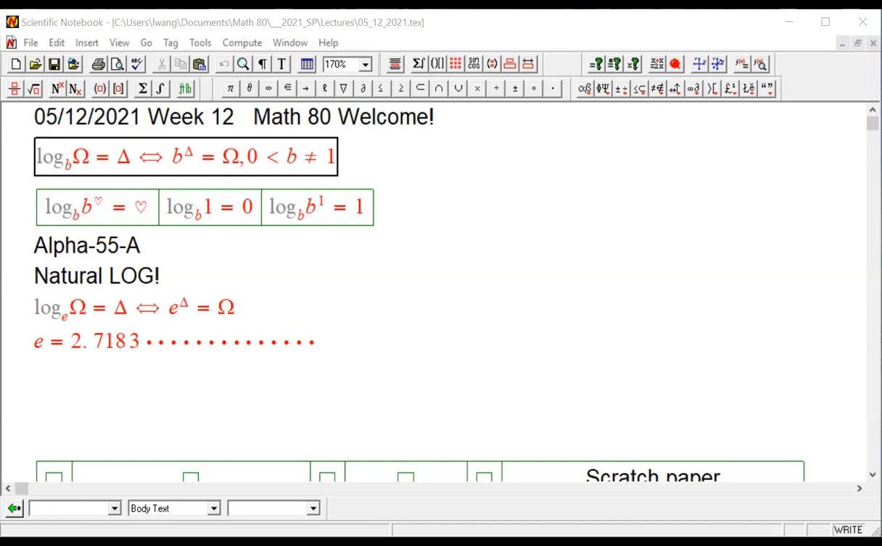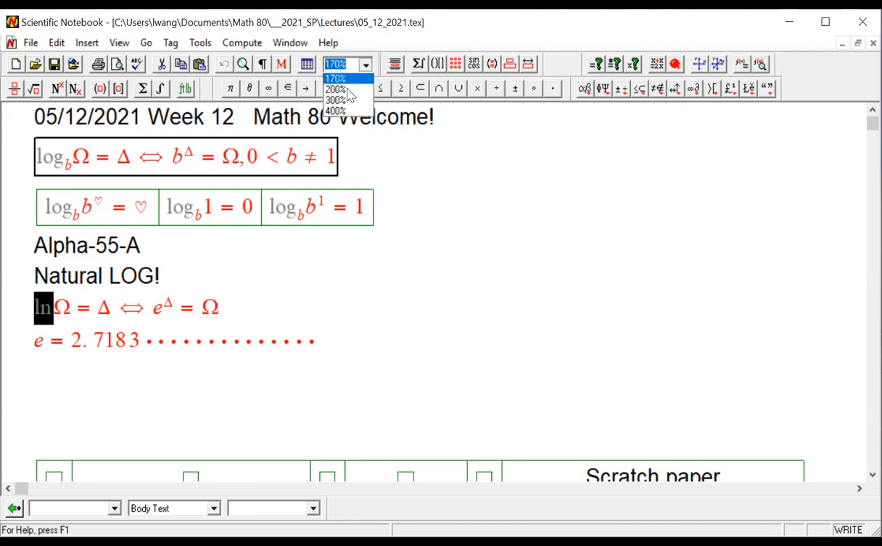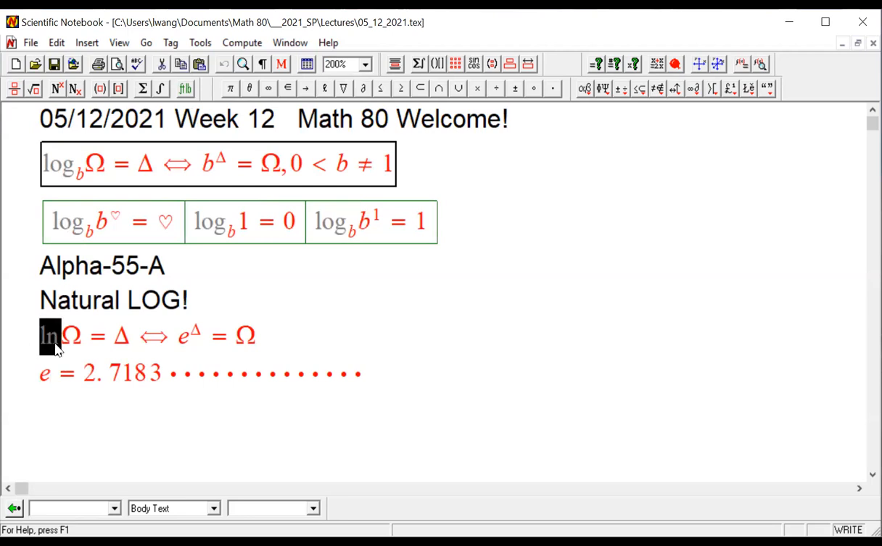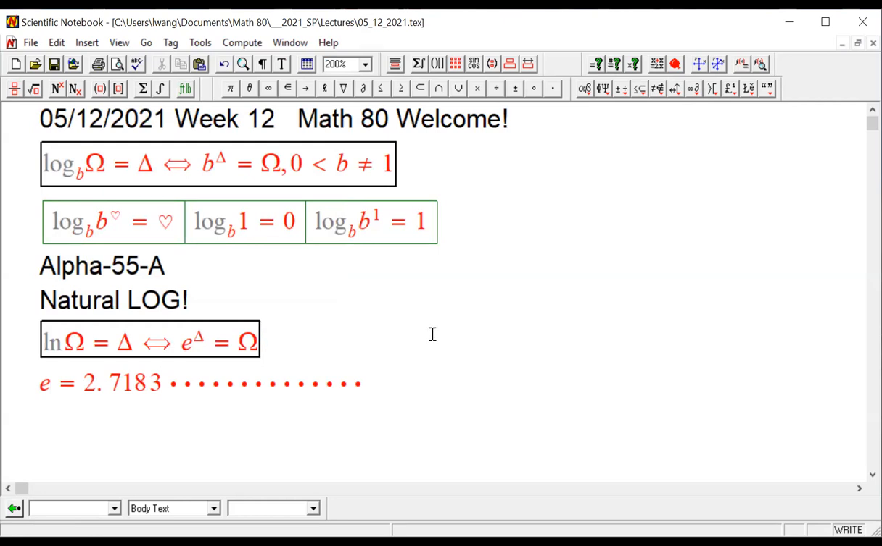I'm going to show you how this function is going to be in our consideration. When E is the base, we write this as ln, called the natural log. So when we see ln, it refers to the base E, and the definition becomes this one. Let's see what we can do about it.